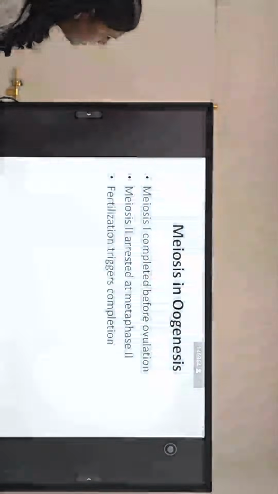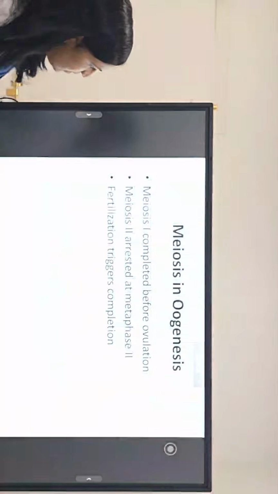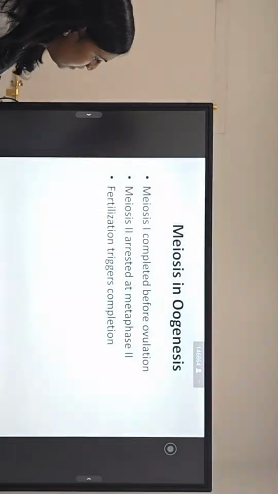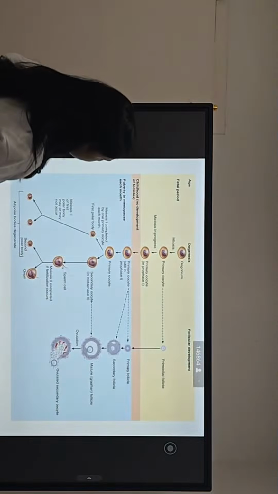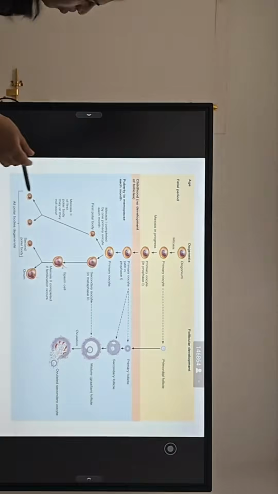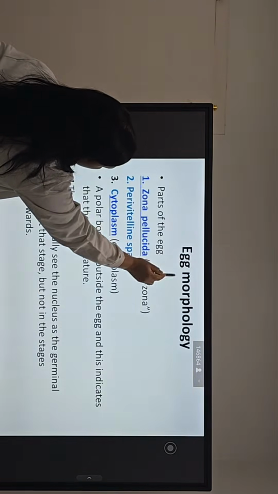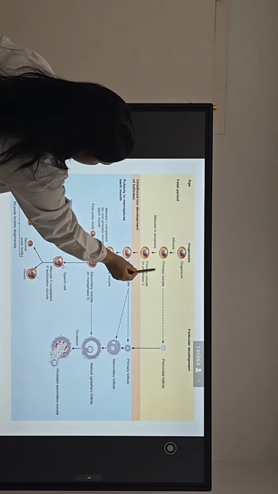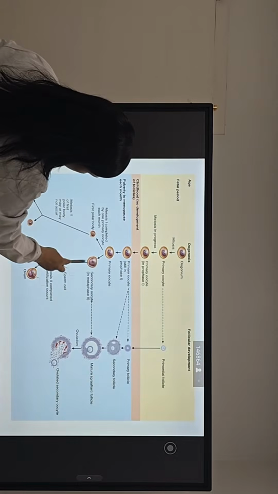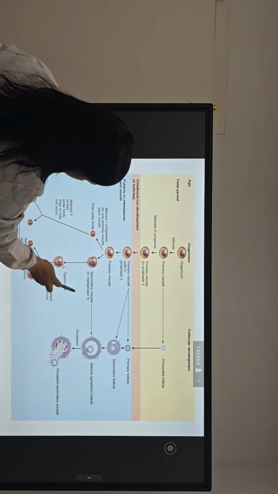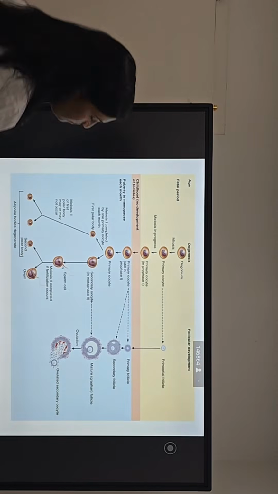As I already said, meiosis 1 is completed before ovulation, meiosis 2 is arrested at metaphase 2, and fertilization triggers the completion. This is the summary of what I already told: the formation of oogonium and the progression of the oocyte from primary oocyte to the secondary oocyte stage, and then completion of meiosis 2 after fertilization.